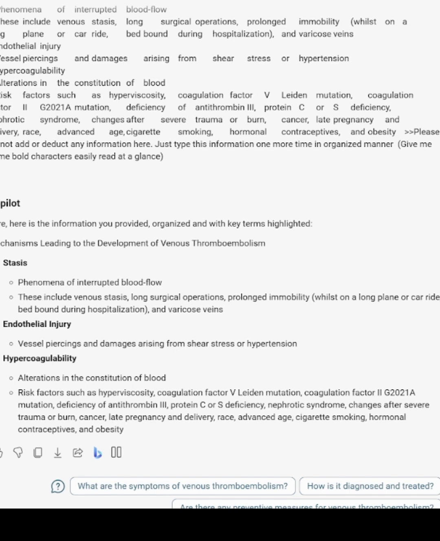Hypercoagulability: alterations in the constitution of blood. Risk factors such as hyperviscosity, coagulation factor V Leiden mutation, coagulation factor II G20210A mutation, deficiency of antithrombin III, protein C or S deficiency, nephrotic syndrome, changes after severe trauma or burn, cancer, late pregnancy and delivery, race, advanced age, cigarette smoking, hormonal contraceptives, and obesity.